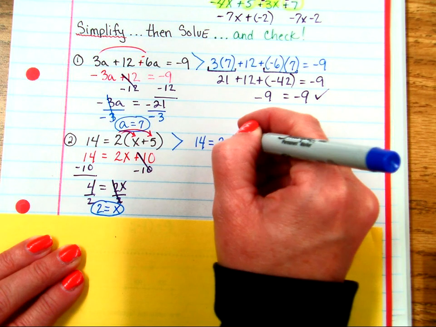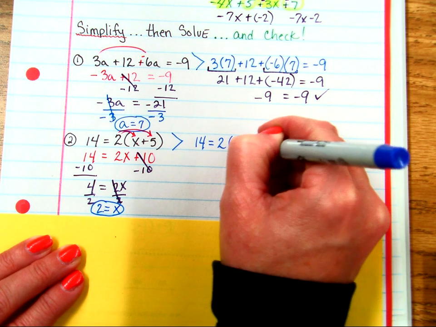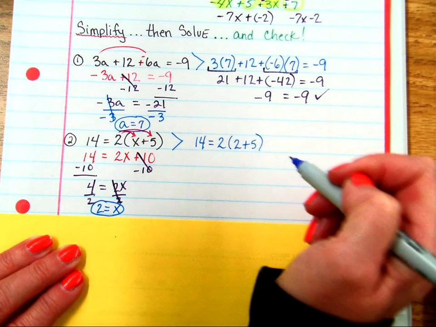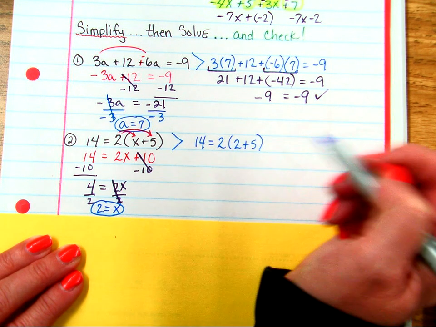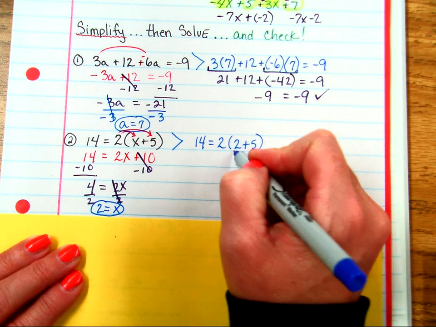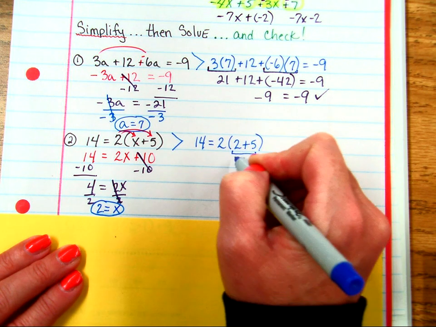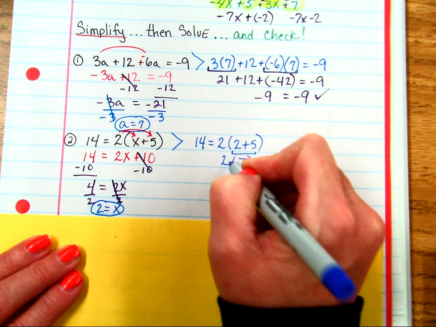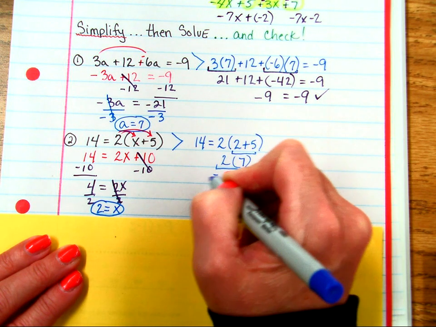2 times, now for x, I'm going to put my 2 plus 5. And whenever I'm checking, I follow order of operations. I don't necessarily use distributive property if I don't have a variable. So when I check this, I'm going to do my parentheses first. 2 plus 5 is 7. Then I can times it by 2. Now I know that this is 14, and it works.